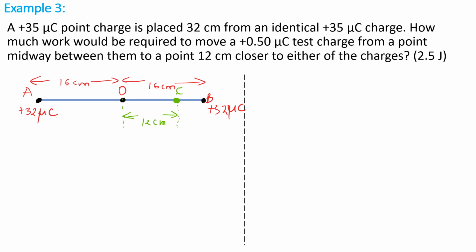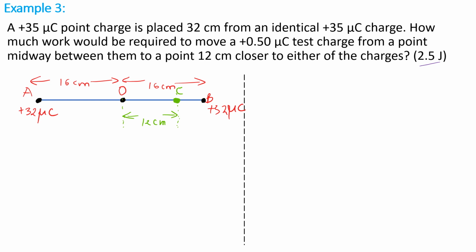Well, let's see the next example. It reads: a 35 microcoulomb charge is placed 32 centimeters from an identical positive 35 microcoulomb charge. How much work would be required to move a positive 0.50 microcoulomb test charge from a point midway between the charges to a point which is 12 centimeters closer to either of the charges? The 2.5 joules is the answer. Let's see whether we come up to this.